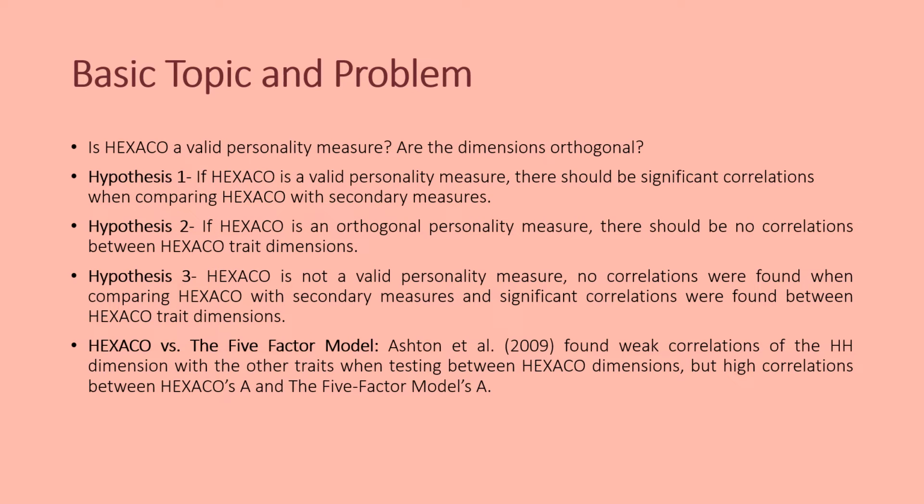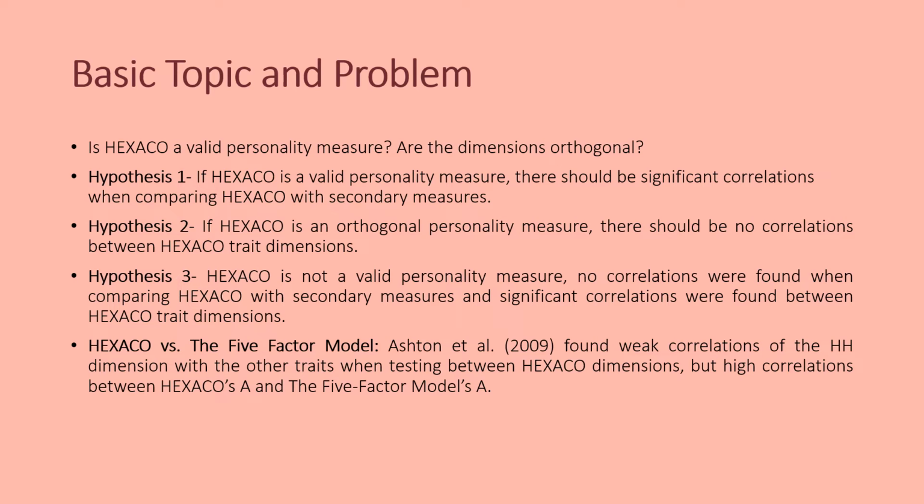Is HEXACO a valid personality measure? Are the dimensions orthogonal? Why do we care? Well, personality assessment has great applications in multiple disciplines such as social, forensic, and educational psychology. So if HEXACO is a valid and orthogonal personality measure, it can serve as a tool in various disciplines. We have Hypothesis 1, which is testing for convergent validity in relation to other variables, Hypothesis 2, which tests for divergent validity of the internal structure, and Hypothesis 3, which is the null.